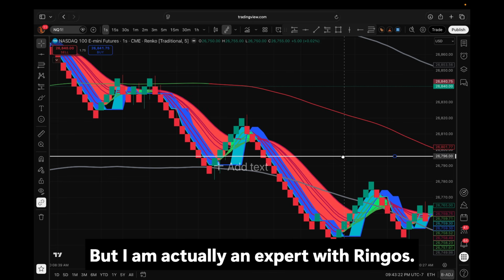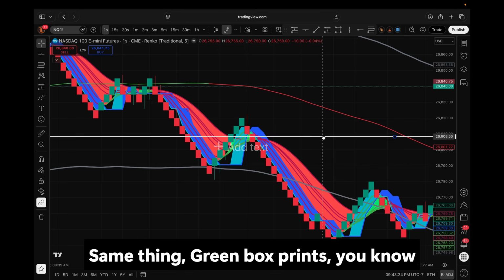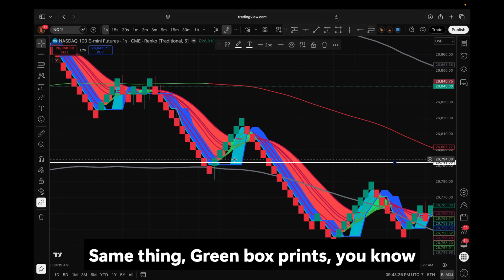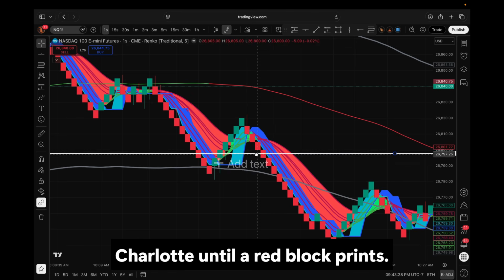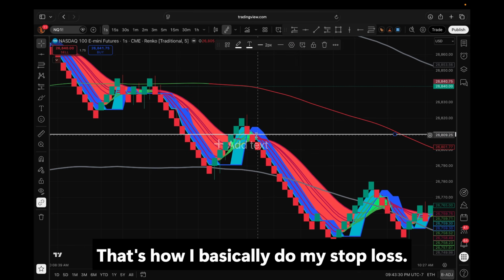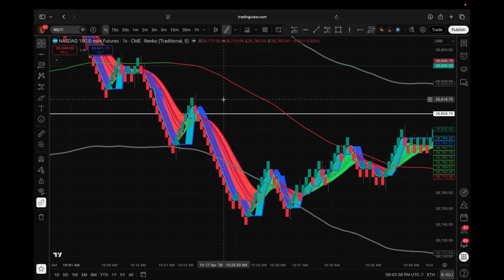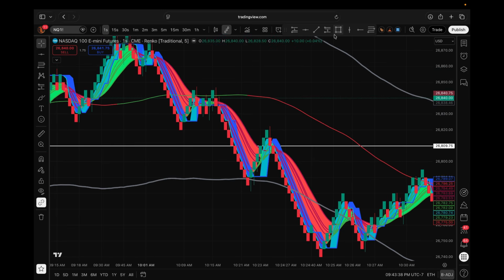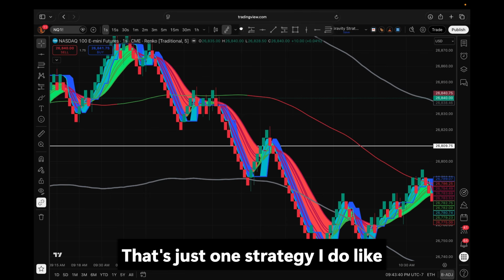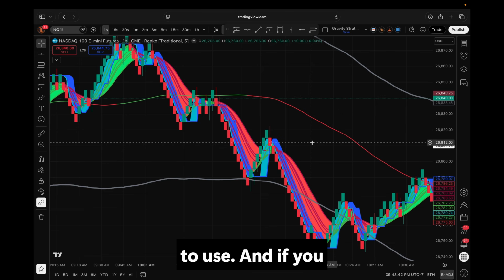But I am actually an expert with Renkos. Same thing, green box prints, I'm gonna trail it until a red box prints. That's how I basically do my stop loss. I'm just monitoring it and exiting it manually. So that's just one strategy I do like to use.